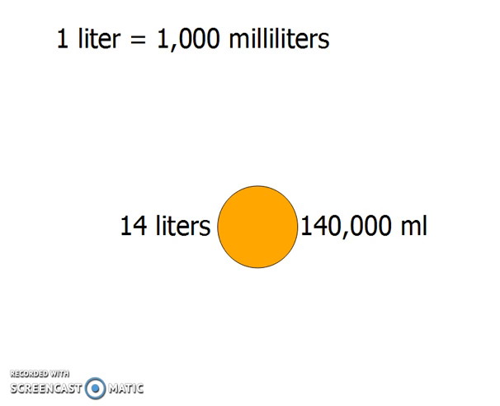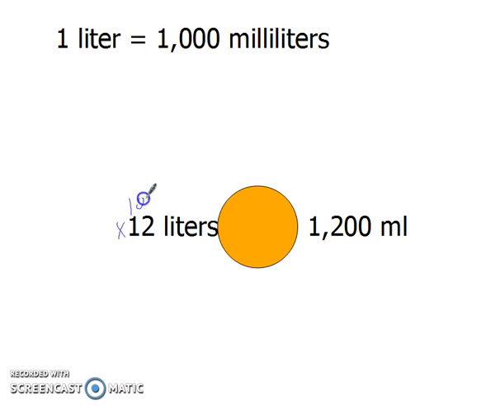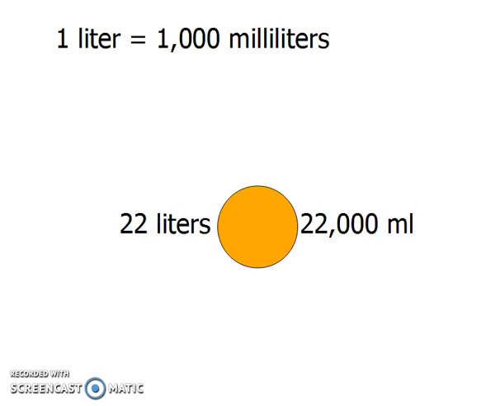140,000 milliliters, 14 liters. So 14 times 1,000 is going to give me 14,000. 1, 2, 3 zeros. 140,000 is larger. 12 times 1,000. Because liters are bigger than milliliters, so this is going to be 12,000 milliliters. And that is larger than 1,200 milliliters. 22 liters and 22,000. 22 times 1,000 is going to be 22,000 milliliters. We finally got an equal.